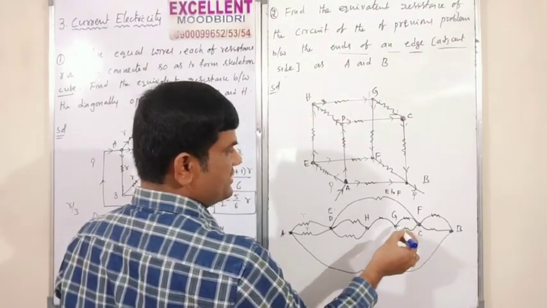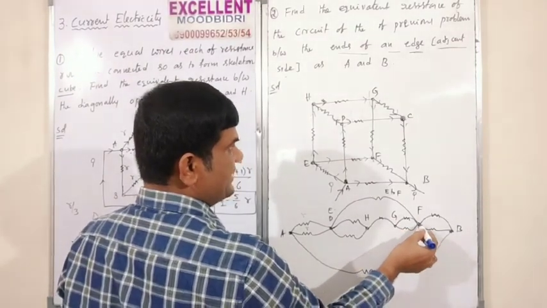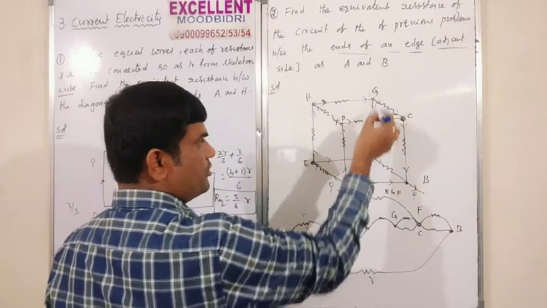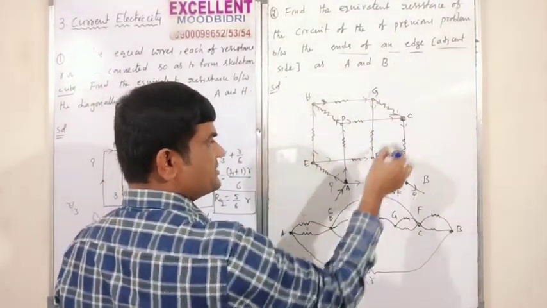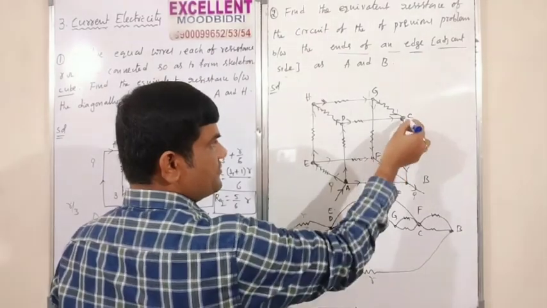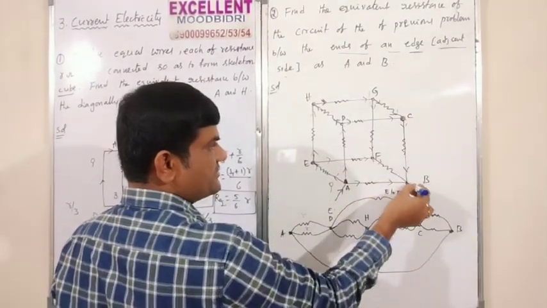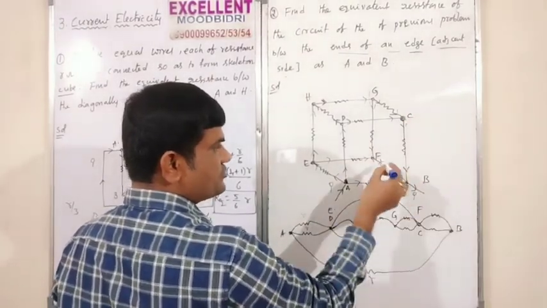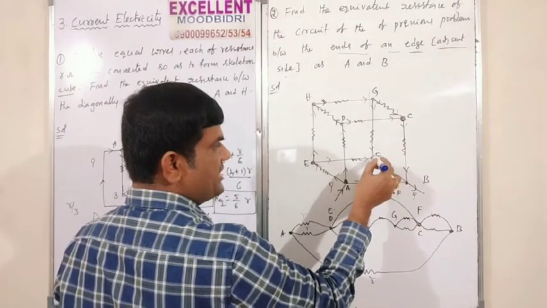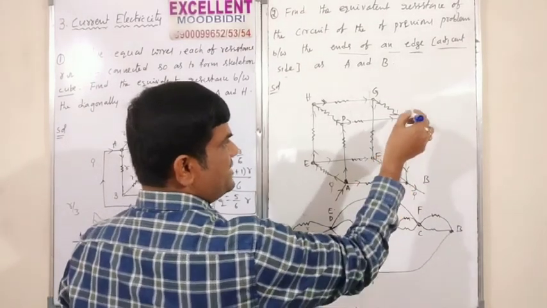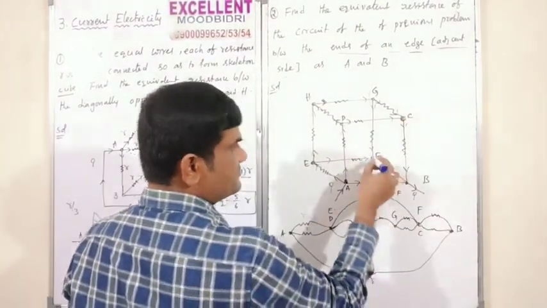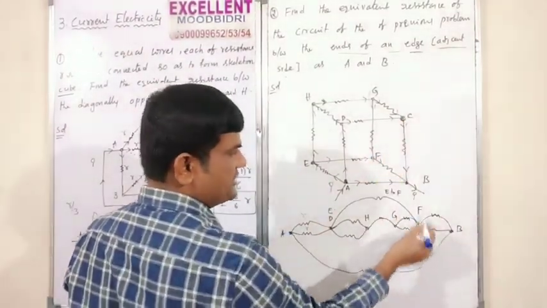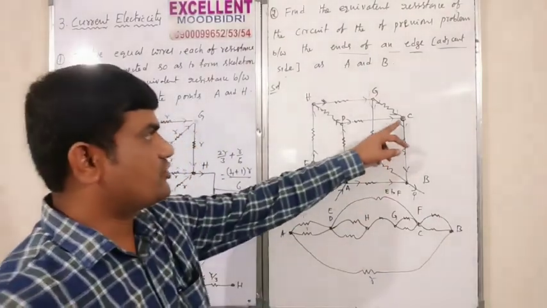G to C. Correct? Similarly, here also one more will be there from G, G to F. At this point, same potential, right? Why? Because this is the leaving. The entered and leaving only. So which one? F and C. F and C both are the same potential. Correct?